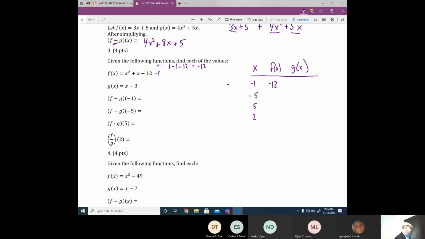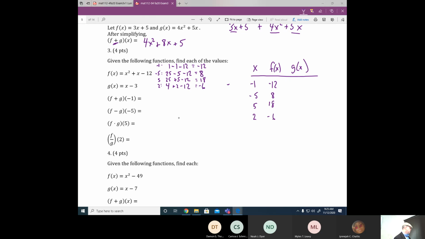Let's calculate it at negative 5. Well, negative 5 squared is 25, plus negative 5 means a minus of 5, minus 12. 25 minus 5 gives me 20, minus another 12 gives me 8. And for the value of 5, for f, well, I have, again, 25, 5 squared is 25, plus a 5, minus a 12. So 30 minus 12 gives me 18. And then f at 2. I get 4, 2 squared is 4, plus 2 minus 12 gives me 6 minus 12 was negative 6.